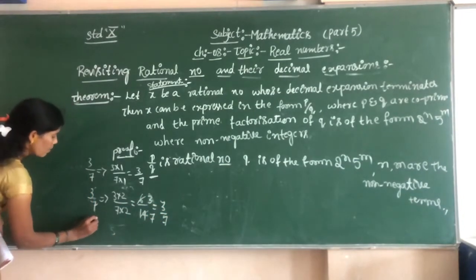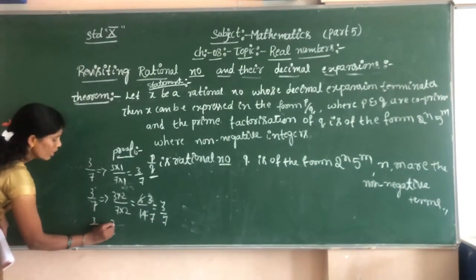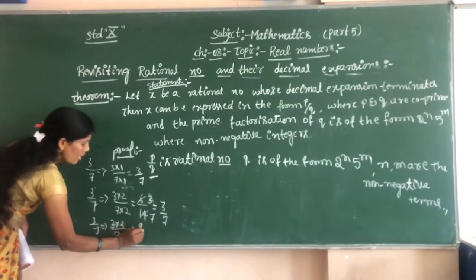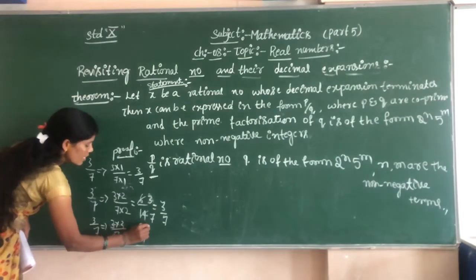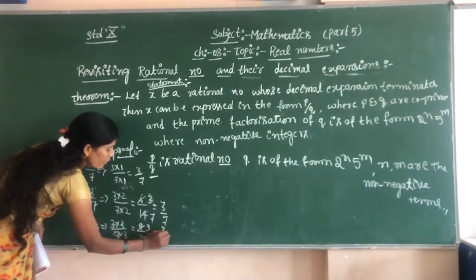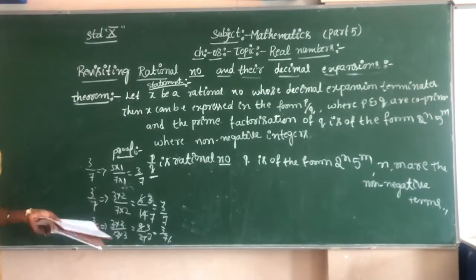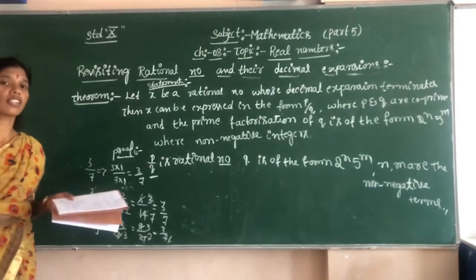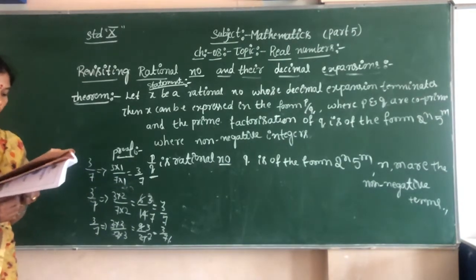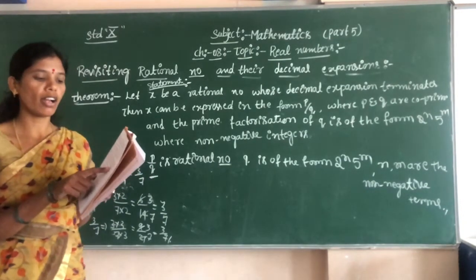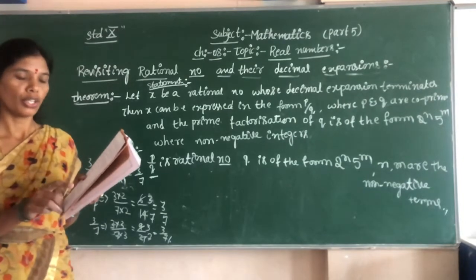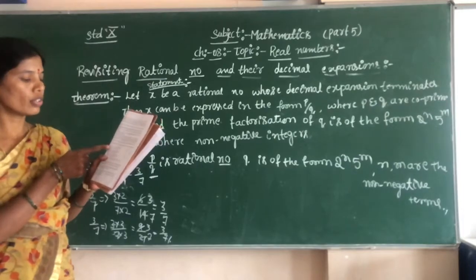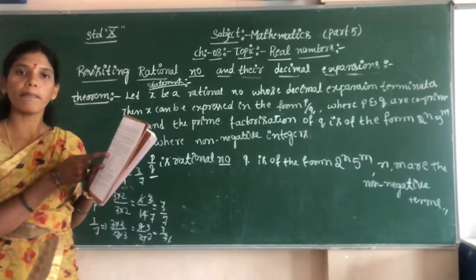Now take 3 by 7 equal to 3 into 3 by 7 into 3. 3 times 3 is 9 and 7 times 3 is 21. Okay, this is the equivalent fraction. Got it? This is the equivalent fraction. So if you multiply numerator and denominator by the same number, the last answer is equal. This is the equivalent rational number of the form a by q. There are many more examples, children. We take 3 by 8, which is one of the proper fractions.